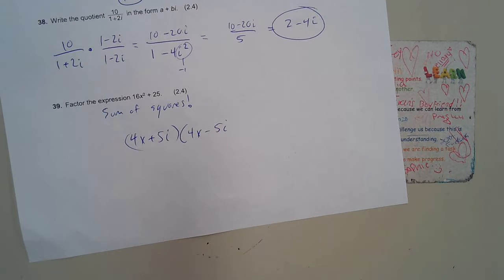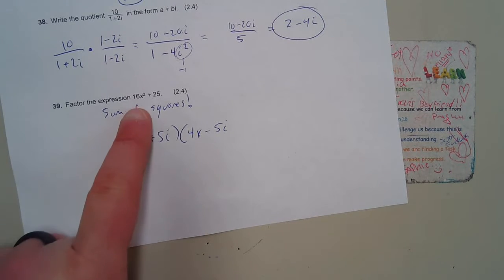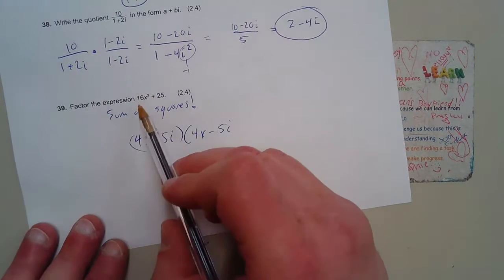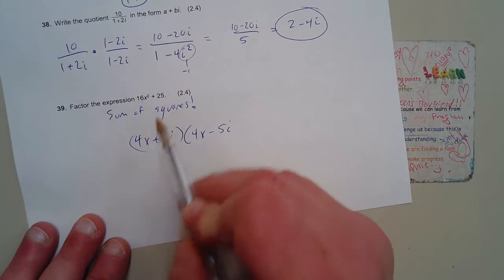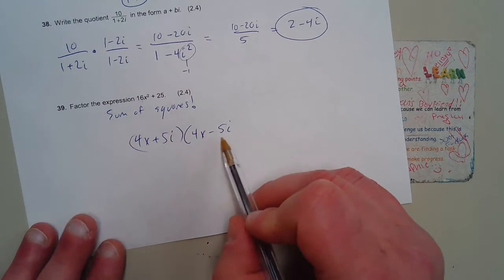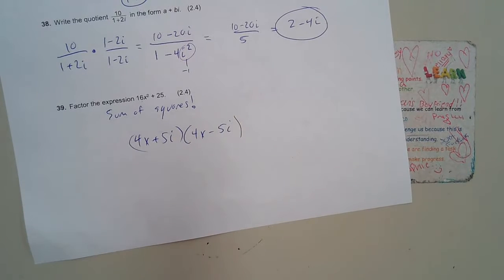39, if you know the trick, super easy. It's a sum of squares. It's something squared plus something squared. So this is 4x squared and this is 5 squared. So it's going to be (4x plus 5i) and (4x minus 5i). Oops, left my parentheses off there.